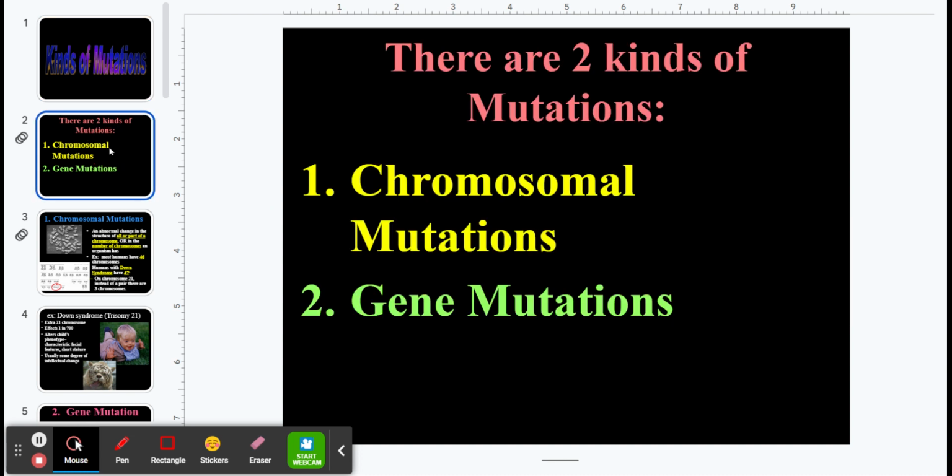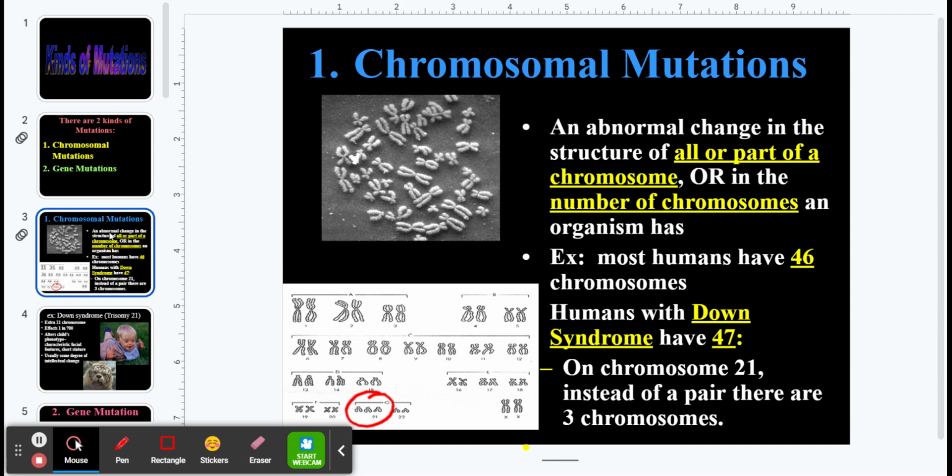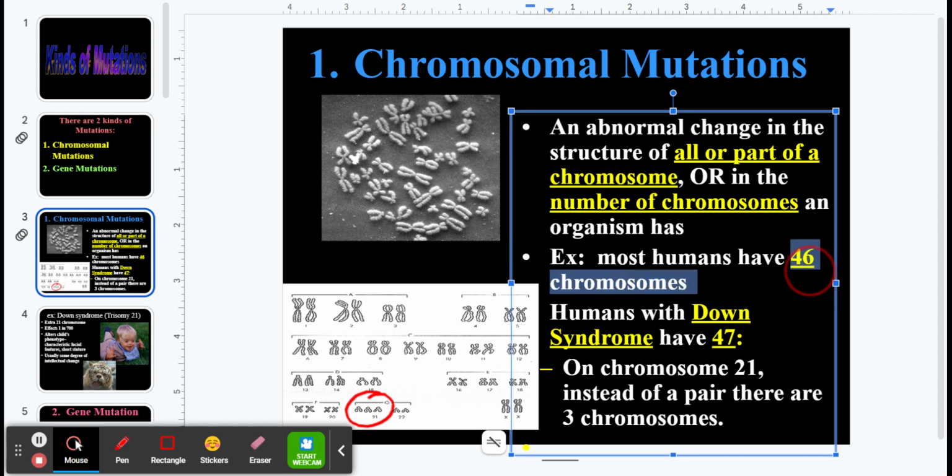So there are two kinds. There's chromosomal mutations and gene mutations. The first one is chromosomal mutations. That's when some part of the structure of the chromosome or the number of chromosomes change. So for instance, a person with Down syndrome, instead of having 46 chromosomes, which is 23 pairs, will have 47.